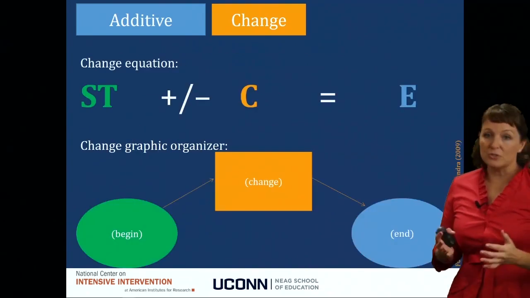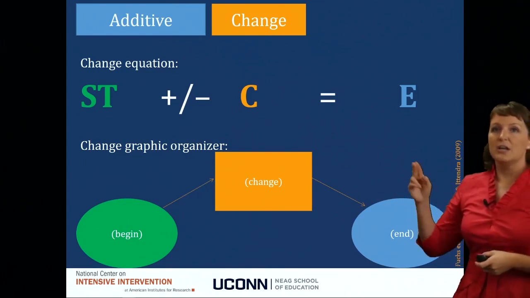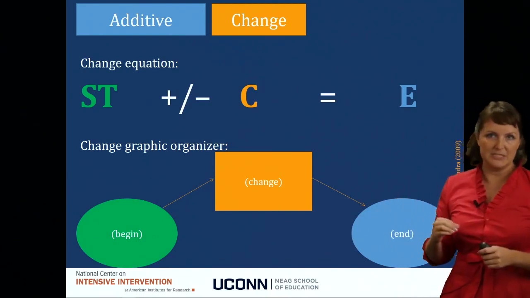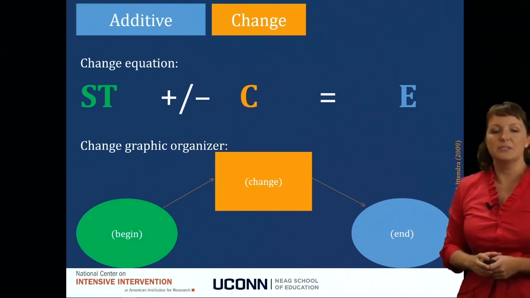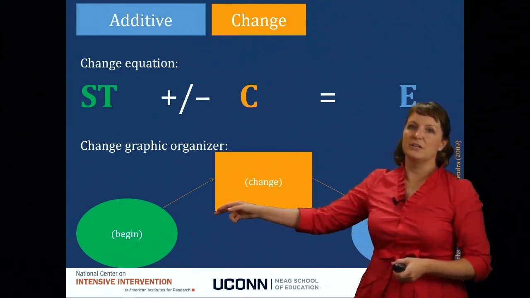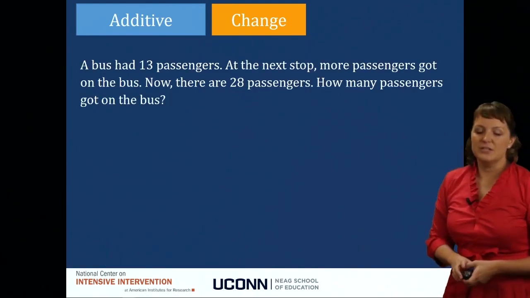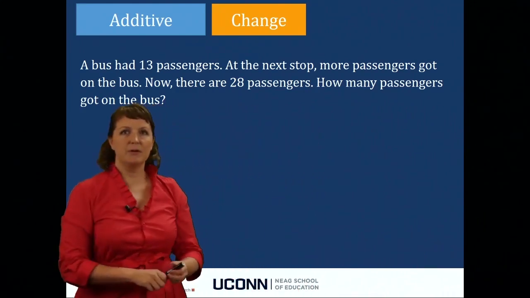Now, just like with total and difference problems, we have a change equation. Here we have our start plus or minus, so plus with an increase, minus with a decrease. The C, the change, equals the end amount. So ST plus or minus C equals E. And we also have this nice change graphic organizer here that shows the change over time. So let's look at one of these change problems. I'll solve this problem and show you how we would work through this one.